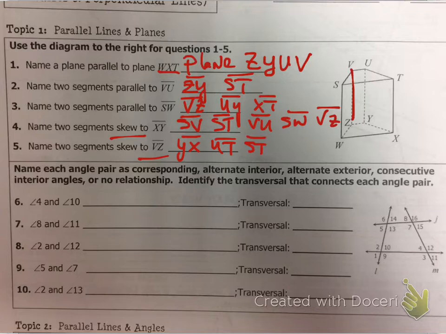So again, different directions, does not intersect. Oh, I didn't say WX, WX. So you can see here, there's more than two, so there you go.